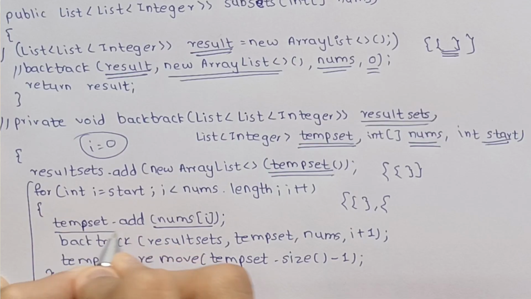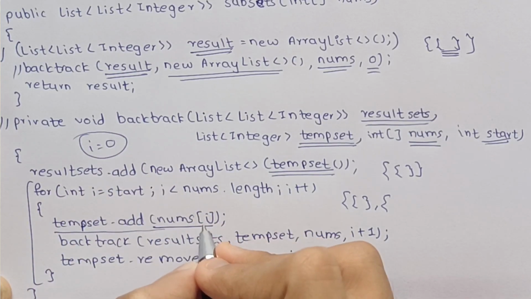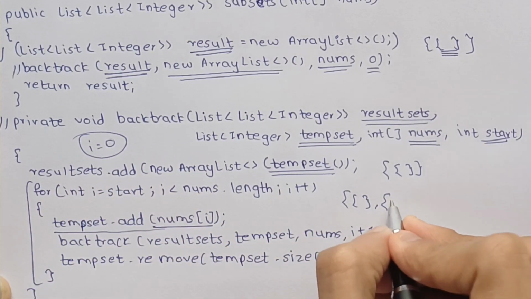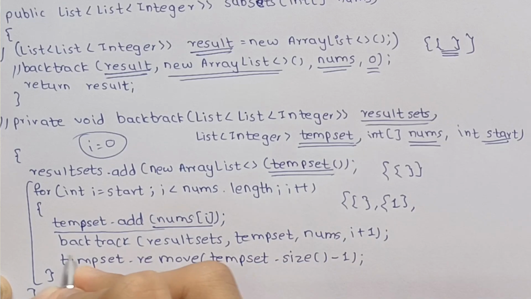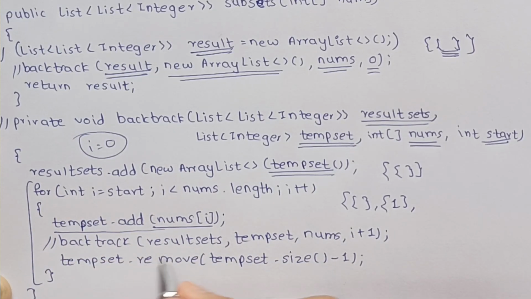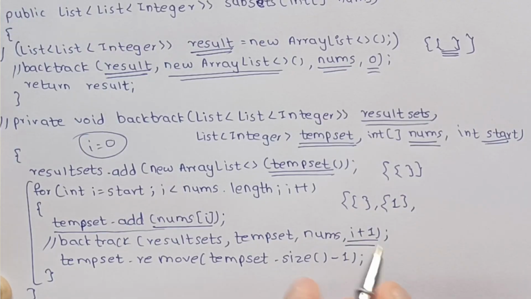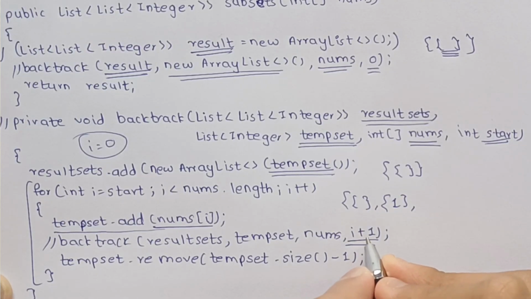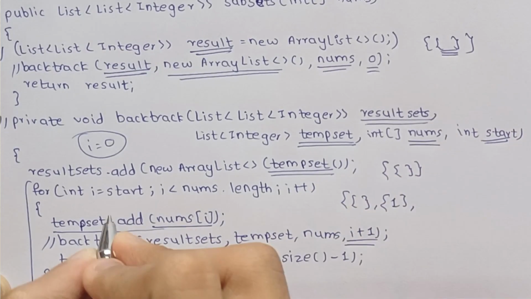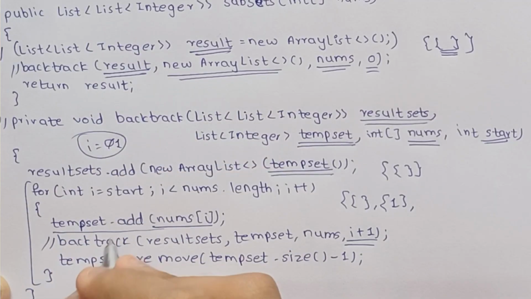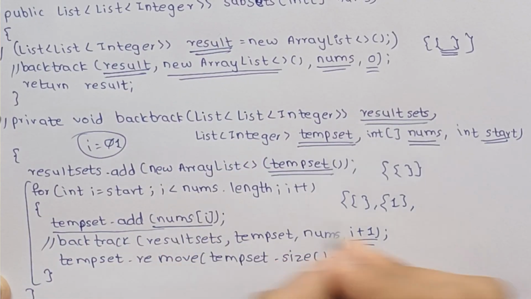In the temp set we will add that num. At nums of 0 there is 1, so we will put 1 here. And again we will call the backtrack function. Now i plus 1 is passed as start, so here it will become 1. Now i is 1, so at nums of 1 there is 2.